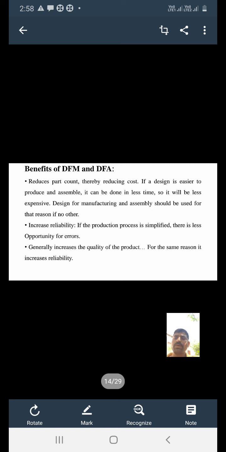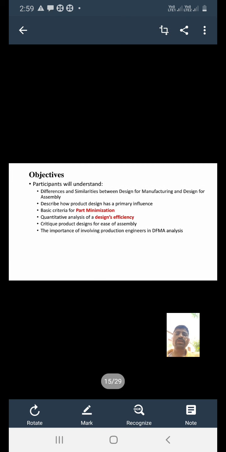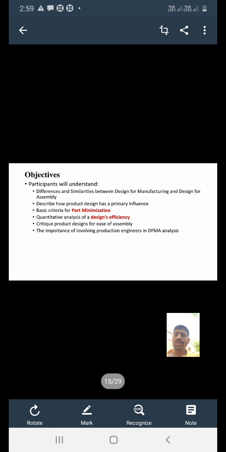These are the benefits of DFM and DFA, design for manufacturing and design for assembly. All of you remember these benefits. Next we will see the objectives. Participants in the manufacturing as well as assembly should know the objectives. They will understand those objectives before going on to manufacturing and assembly.